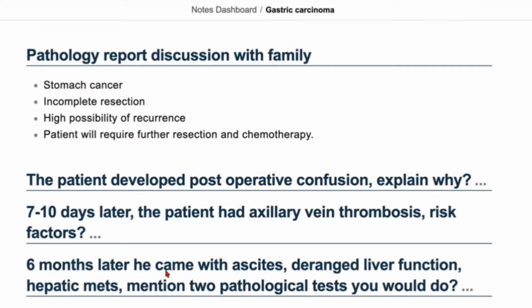7-10 days later, the patient had axillary vein thrombosis. What are the risk factors for that? So the risk factors for axillary vein thrombosis would be based on Virchow's triad. So here they would be metastases, which would cause hypercoagulability. There could be endothelial injury secondary to previous investigations that the patient could have had or previous surgery.